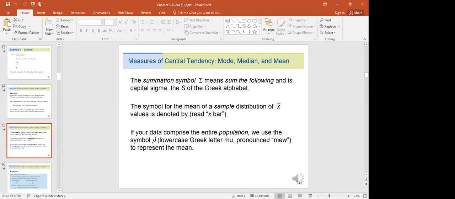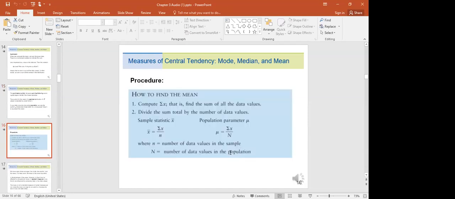And for the population mean, which is the parameter corresponding to the sample mean, we use the lower Greek letter mu. We pronounce it as mu to represent the mean. So this is how we will write the formula. These formulas for sample and population are essentially the same. Add all the numbers together and divide by the number of individuals. If you have a question along the line, just stop me.